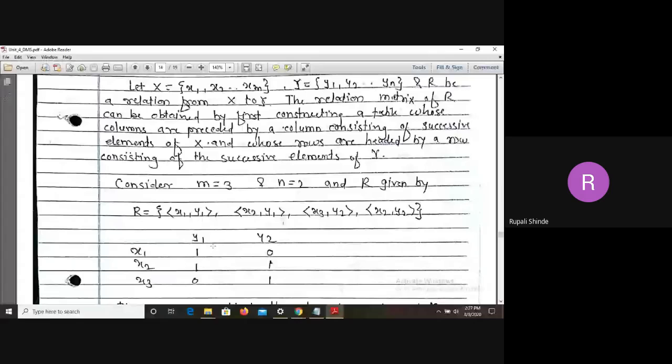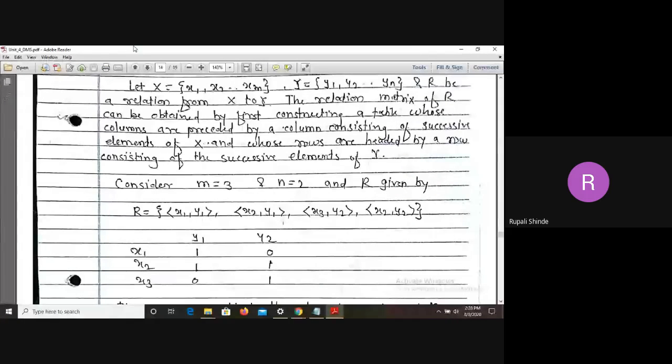And the second element will represent the columns of that matrix. Now check the second element from each and every ordered pair, and that is y1, y1, y2, y2. So we can say there will be two columns, y1 and y2. So this is the formation of the matrix. Now we have to check where to write 1 and 0. If the respective ordered pair is present in relation R, then it will be represented by 1.